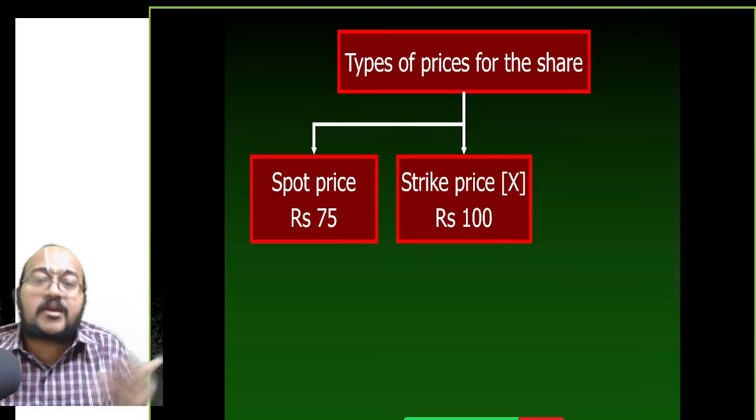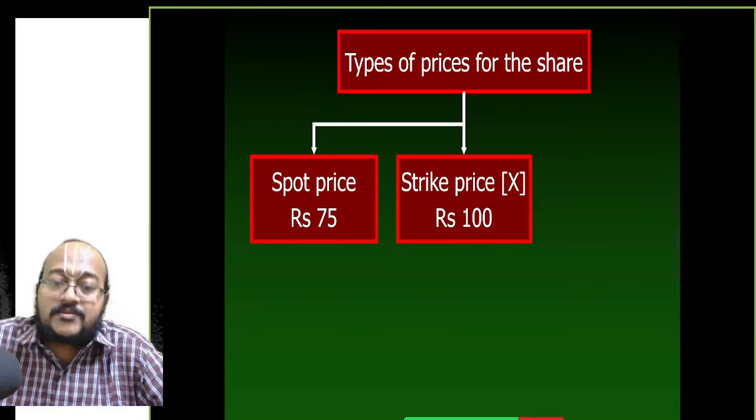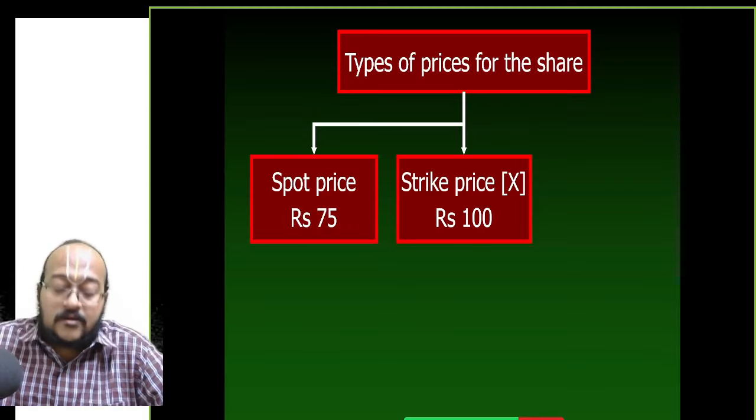Then there is the strike price. Just now I explained strike price, which is the option exercising price, which is 100 rupees. At 100 rupees, you can exercise your right.